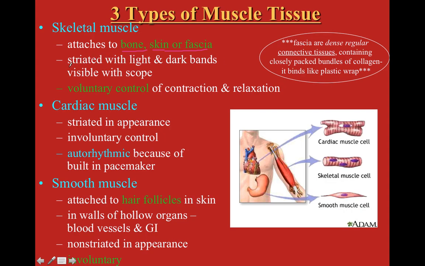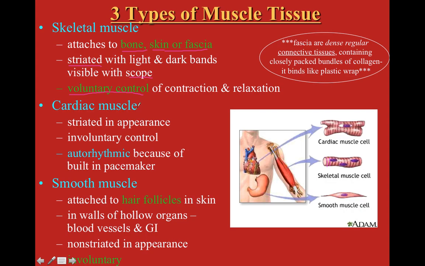Skeletal muscle is striated, which means it's striped. You can see a picture of it down here. These little stripes are called the striations. They have light and dark bands visible with a microscope, and we're going to talk more about what those bands are and how they function. We saw them in the microscope when we did our little tissue lab. Skeletal muscle is under voluntary control of contraction and relaxation. Voluntary means that we know what's going on and we are conscious of our skeletal muscle movements.